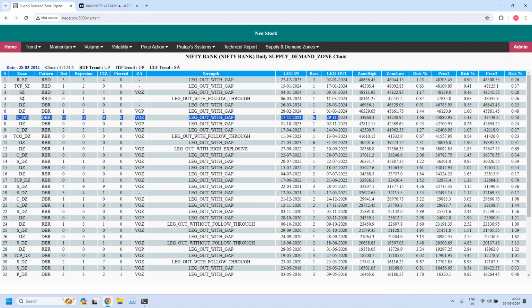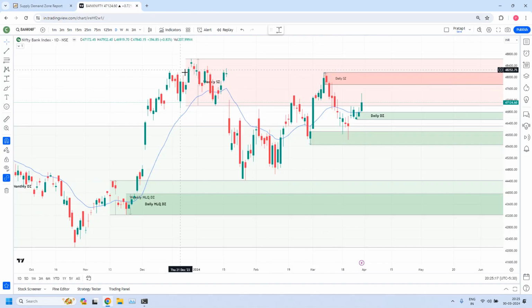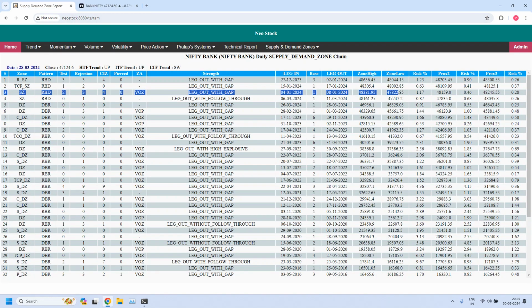Any high liquidity supply zone available? There is one more supply zone a little above. I think this is part of this daily. Everything is part of this. So let me draw this high liquidity zone. 15.1, 17.1.